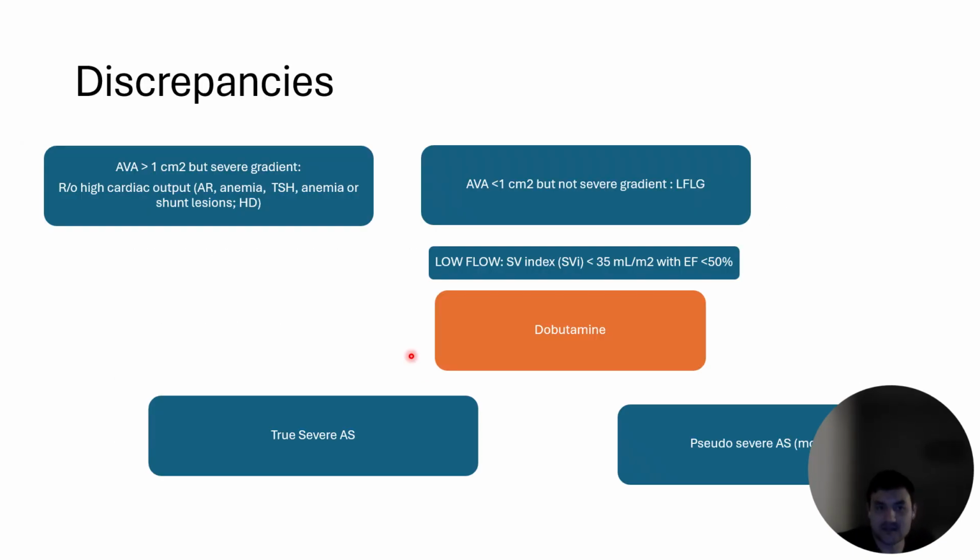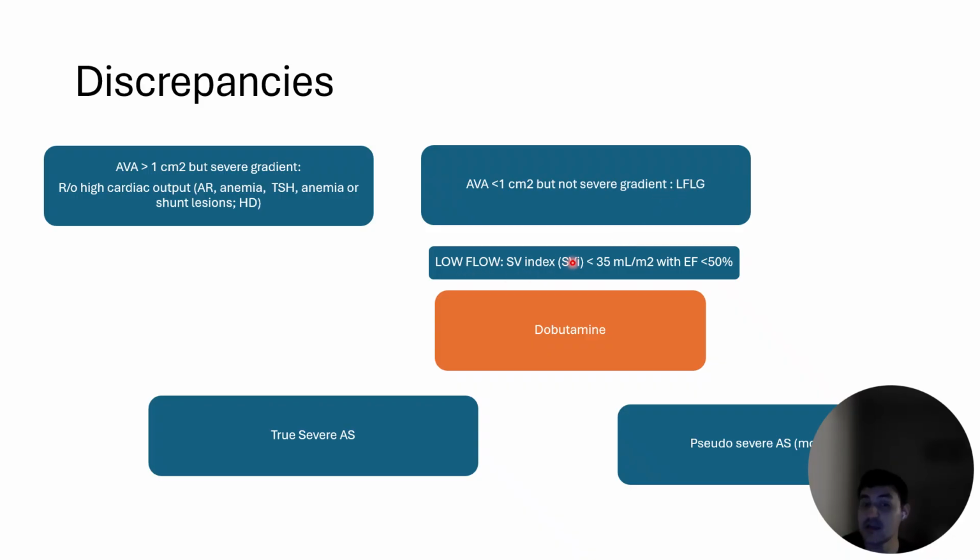Because there are discrepancies. If you have a small aortic valve area but a severe gradient, that is usually because you have more flow going through the valve. For example, in aortic regurgitation, more blood is coming to the LV and more blood is ejecting from the LV. Other causes are anemia, hyperthyroidism, or a shunt lesion, for example in hemodialysis. Now, if the aortic valve area is less than 1 centimeter, that is still severe, but you don't have a severe gradient. Why? Because the flow going from the LV to the aorta is low. That's what we call low flow, low gradient.